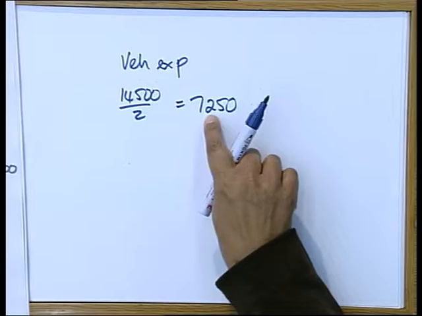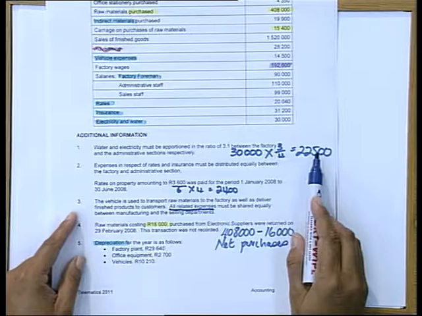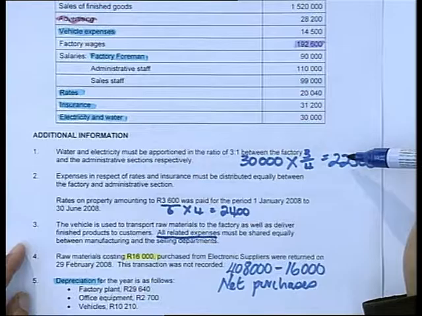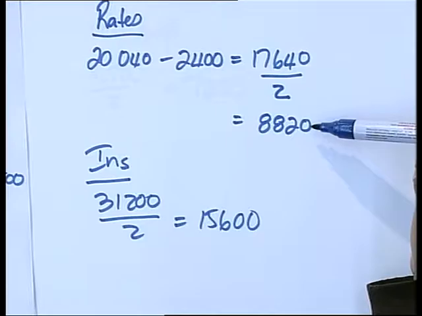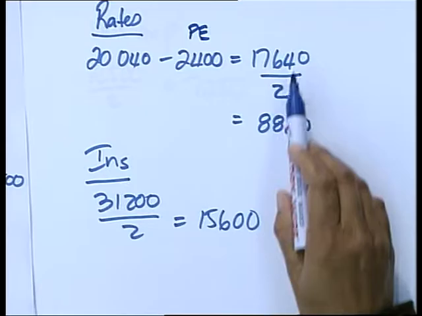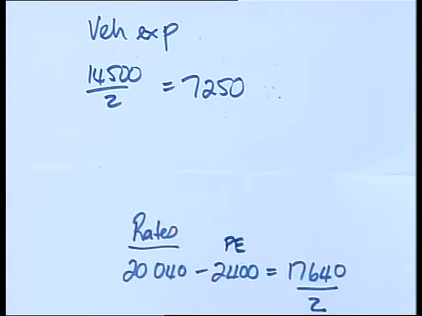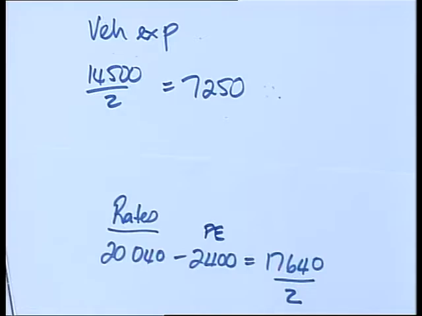Right, people are saying I'm going too fast. I don't see how. Right, we're working down systematically, learners, and you have to stay with me. You have to kind of work fast, otherwise you're never going to get through your exam papers if you're going to really work very slowly. So let's go through it again. That there goes for water and electricity. Okay, we worked out rates, 8,820. Remember, we first took away the prepaid expense, and then we divided by 2. We simply took insurance and we divided by 2. That goes opposite insurance, and then we said that amount there goes opposite vehicle expense. Okay, we simply took our vehicle expense and we divided by 2.